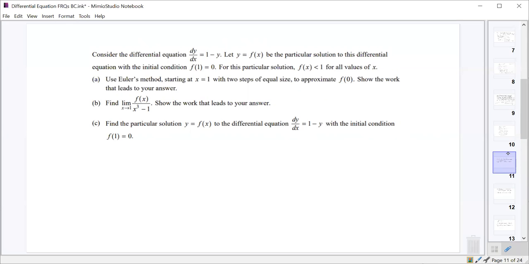All right. Let's see, we've got time here. First off, we're going to use Euler's method, starting at 1, with 2 steps of equal size to approximate f of 0. So we're going to go to the left this time instead of to the right.